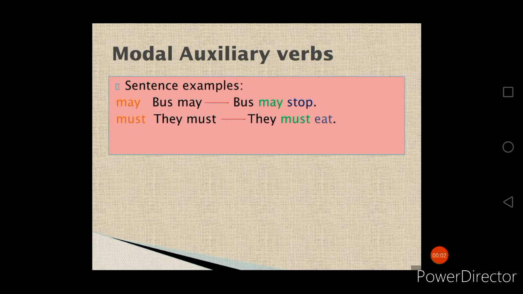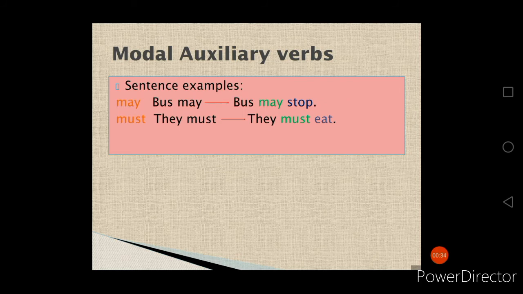Let's move on to modal auxiliary verbs. Here I will explain some sentence examples for modal verbs. See the first sentence. Here I am using the modal verb "may". See the sentence, "bus may". Students, can you understand any meaning in this sentence? No, is it? See after the arrow mark, the sentence is "bus may stop". Here the modal verb used is may, right?